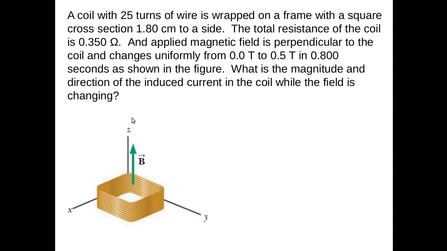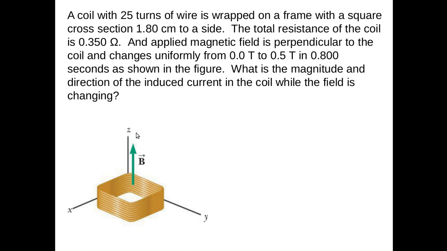So there's a change from 0 Tesla to 0.5 Tesla. So that's B initial, that's B final. So I'm going to be calculating a delta B. I'm going to be calculating my change in magnetic field. It's going to be in the positive Z direction. You see that B final is 0.5, B initial is 0, so delta B is going to be positive 0.5. So it's increasing in this direction.